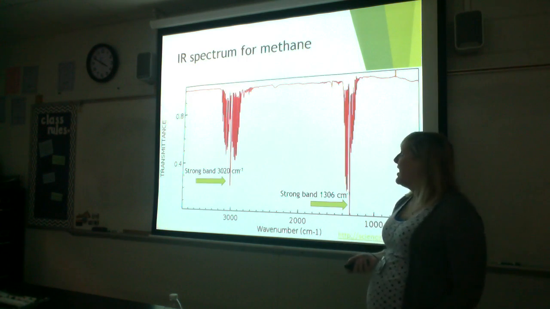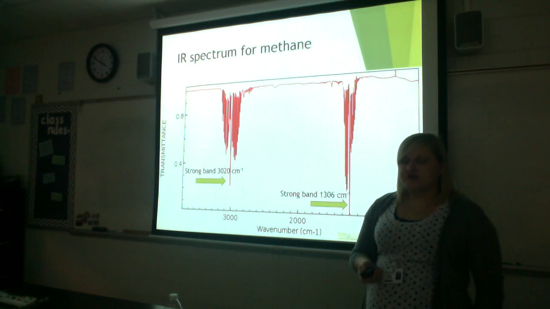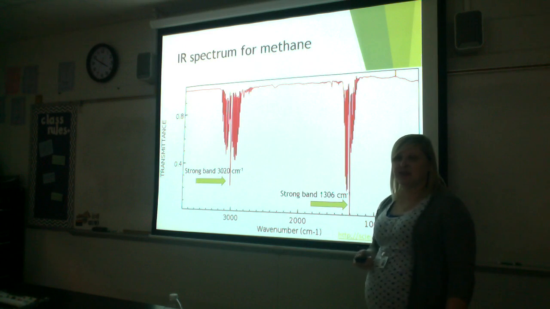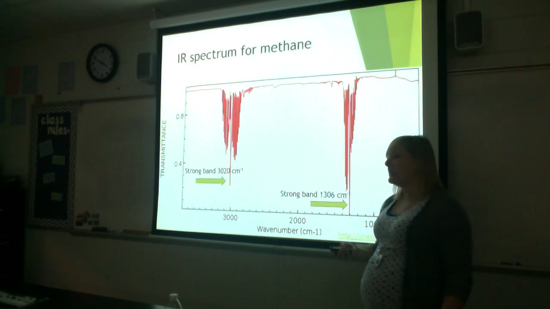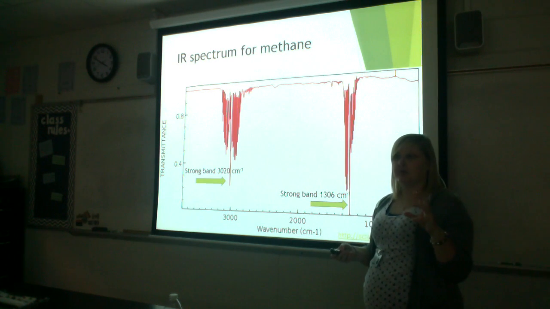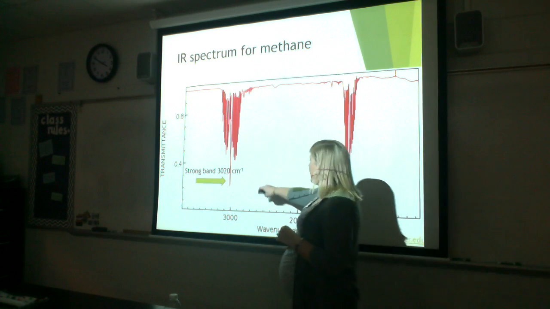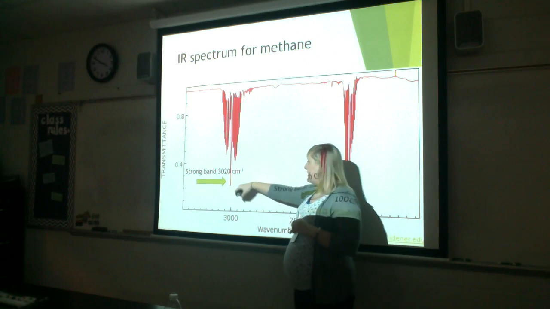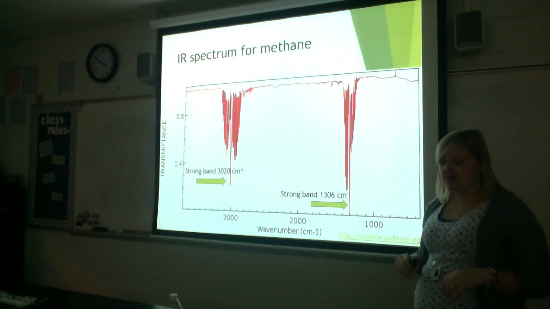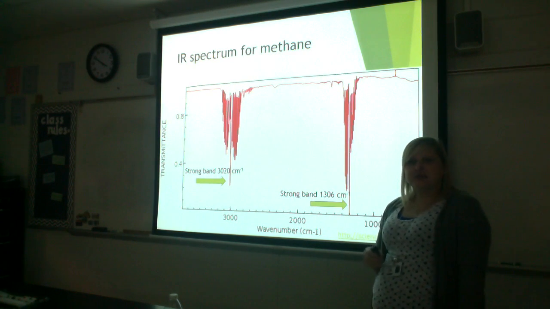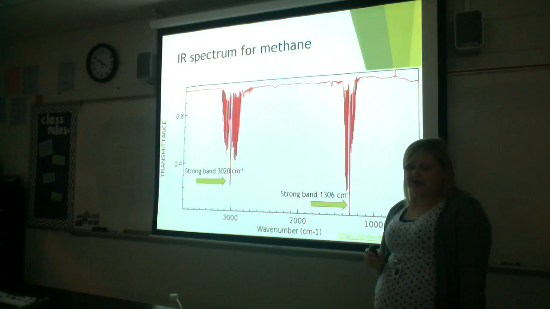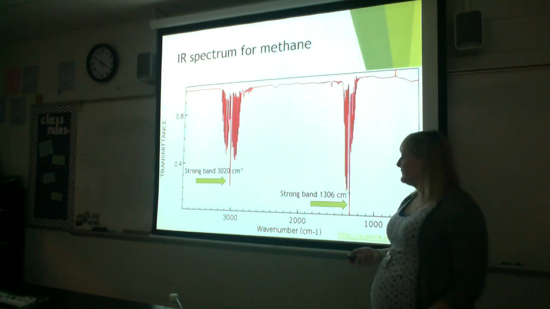So this is the IR spectrum for methane. If you notice, there are 2 significant peaks for methane, which correspond to the chemical structure of methane. Methane has 1 carbon in the middle, surrounded by 4 hydrogens. There is a strong band at 3,020 reciprocal centimeters, and then one at 1,306 reciprocal centimeters. That corresponds to the stretching and bending of the CH bonds that are sp3 hybridized.